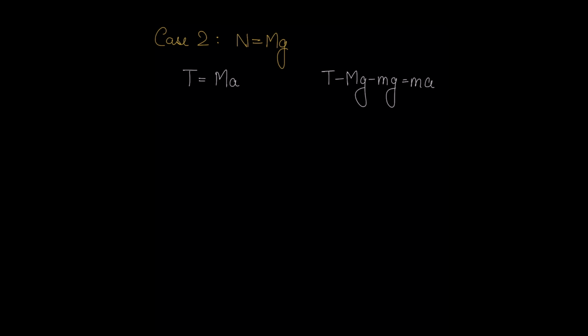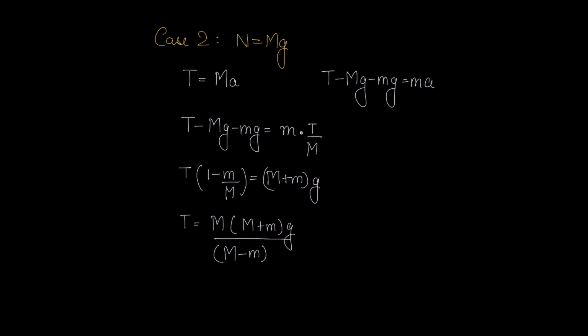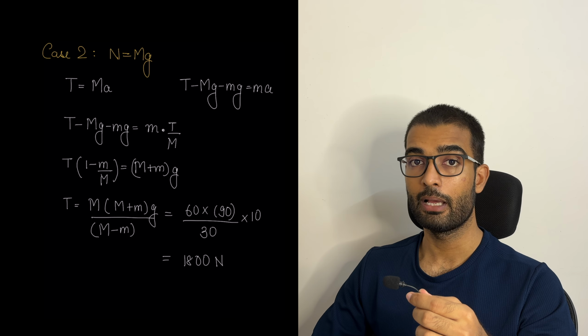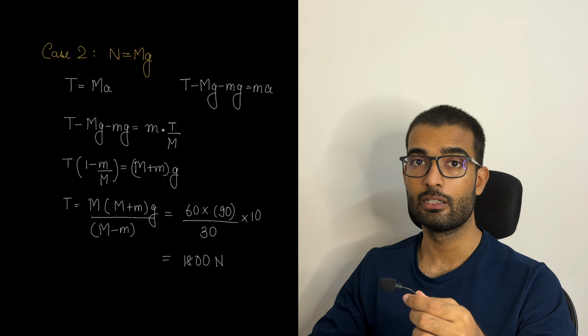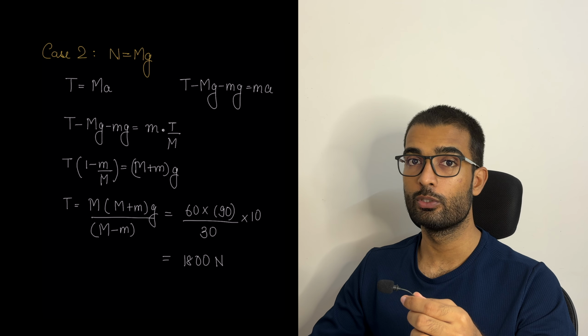two equations and two unknowns, A and T. We obtain T equals this expression, and substituting the masses, we obtain T equals 1800 Newton. Thus, the man must pull the rope with a force of 1800 Newton for the weighing machine to show his actual weight.